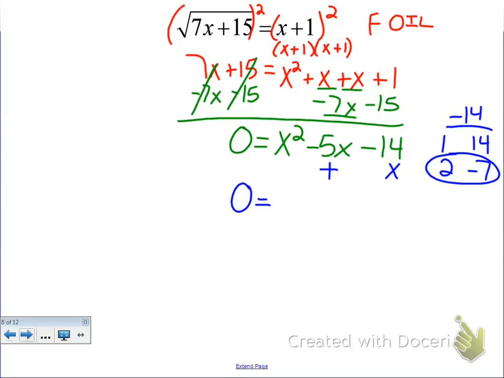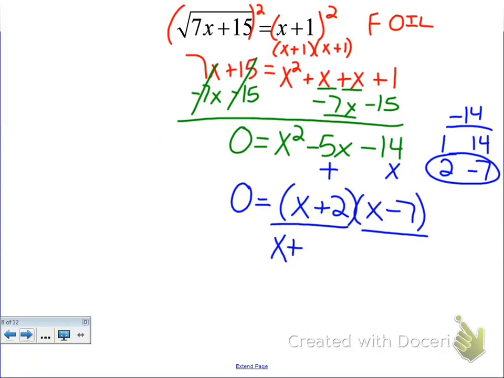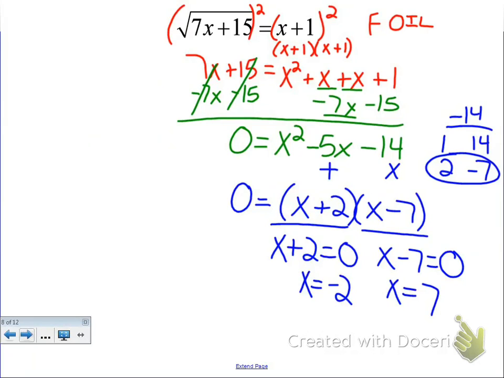So we have 0 equals x plus 2, x minus 7. Okay, we're almost done, but not quite yet. We're going to set each of these parentheses equal to 0 to solve for x. So we're going to do x plus 2 equals 0, x minus 7 equals 0. So x equals negative 2, x equals positive 7. But don't circle your answers yet. Why should we not circle our answers yet? Oh, that's right. We got to go back and check ourselves.